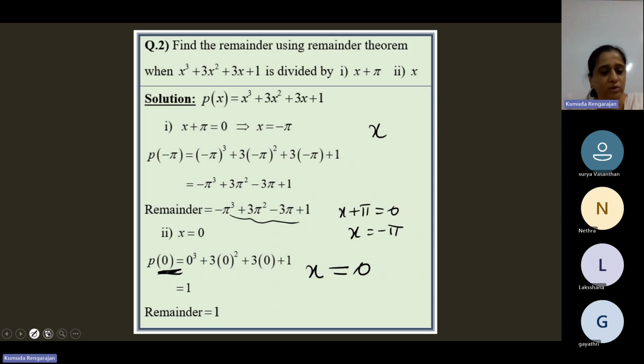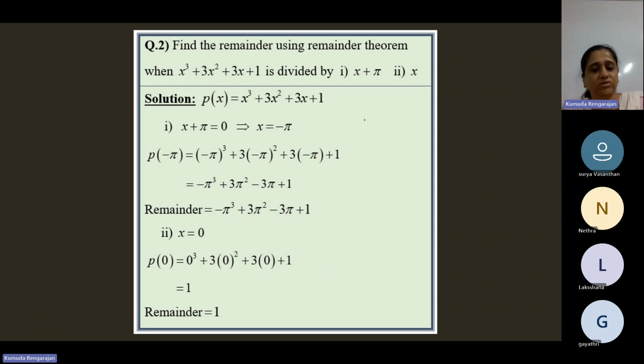We always equate to 0, right? So x plus pi is equal to 0 means the value of x is minus pi. Similarly, x equated to 0. So what's the value of x? 0. So you'll have to find p of 0.